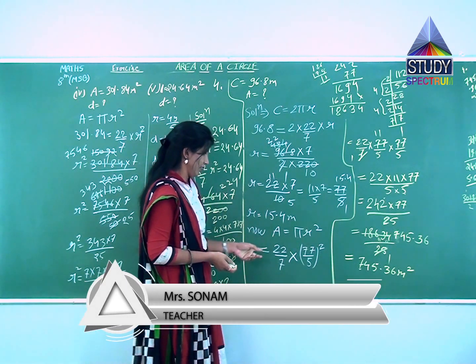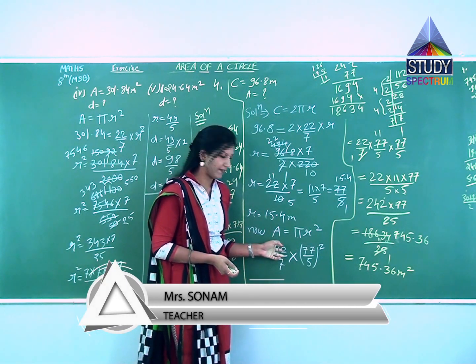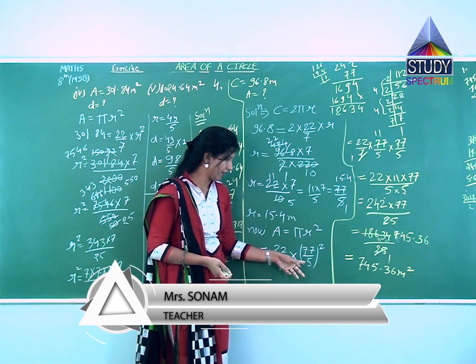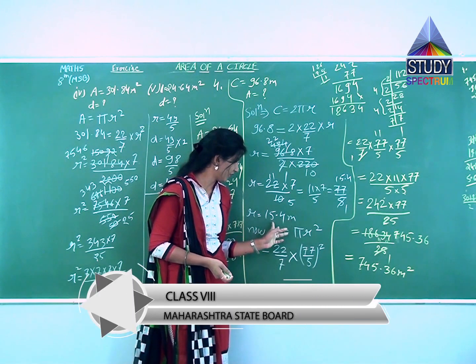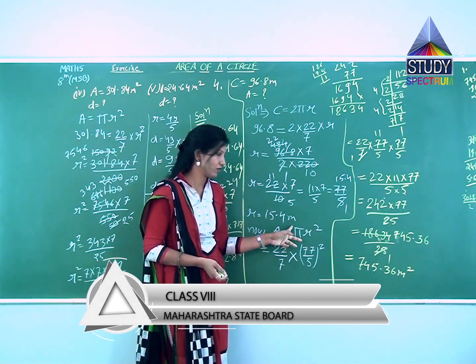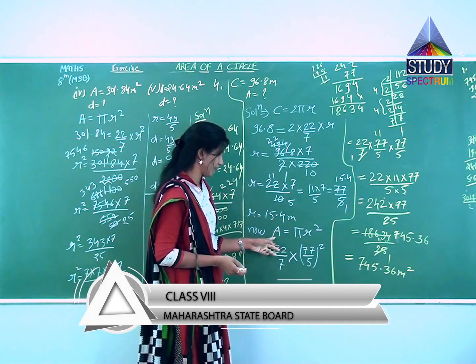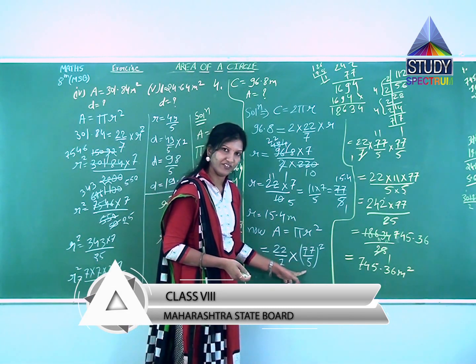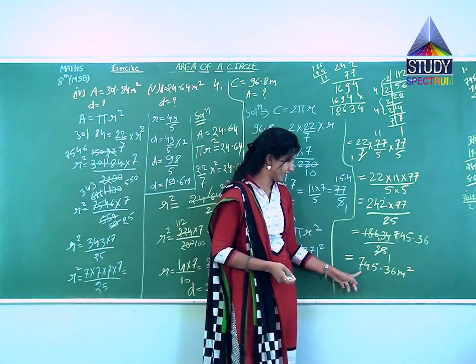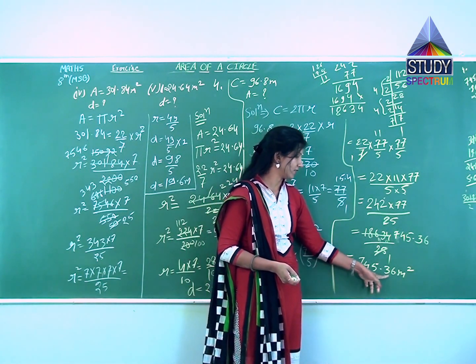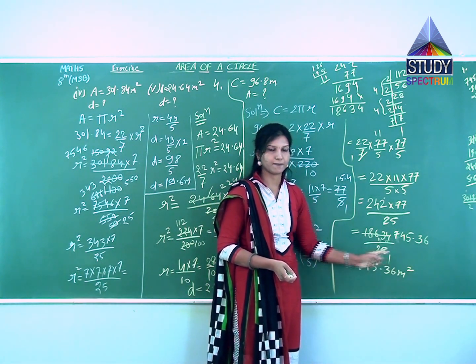So here in this formula we have put the value for r, but here we take 77 upon 5, not 15.4, because for simpler calculation we will take this 77 upon 5 here. After solving this, we get our area, that is equal to 745.36 meter squares.